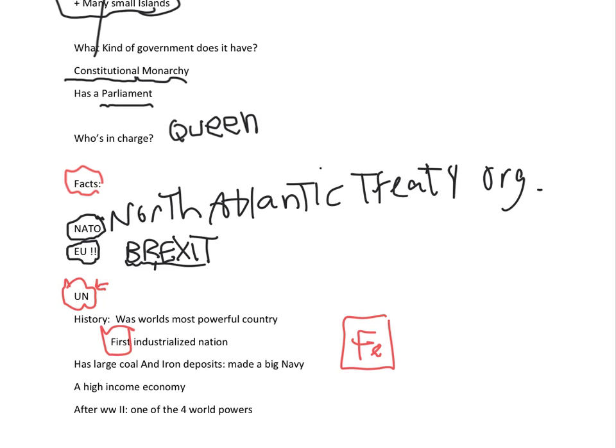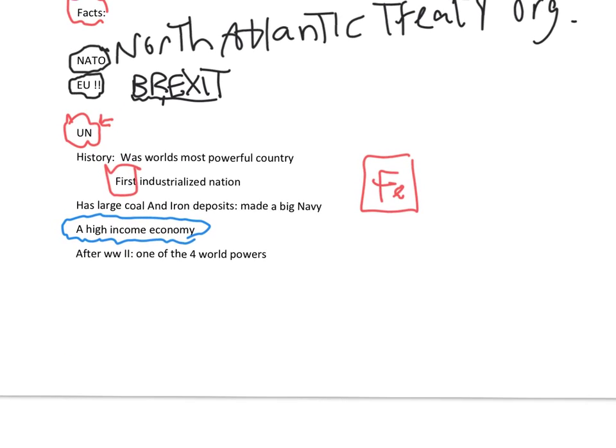So it's a high income economy, right? A lot of the people make pretty good money or have a high standard of living. And after World War II, it was one of the four world powers. Can you guess what the other countries were after World War II? Do you know what the other three world powers were?